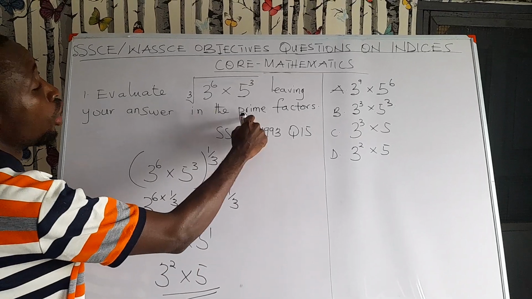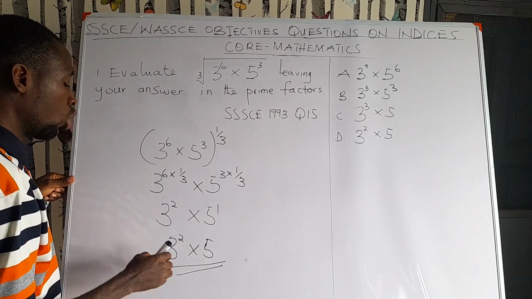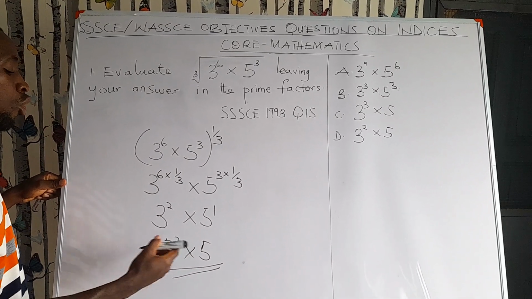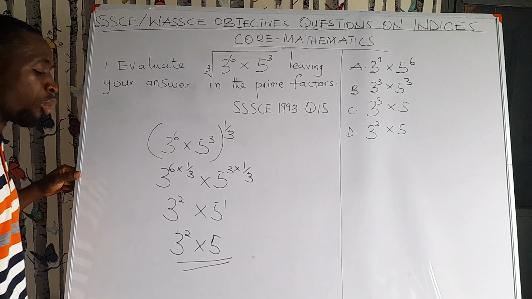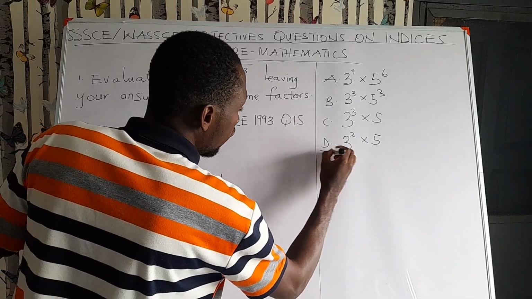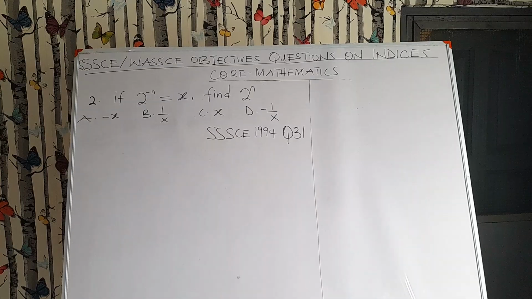Since the question says we should leave our answer in prime factors form, we'll leave it in prime factors form. That means we will not evaluate 3 exponent 2 as 9. So this becomes our answer. I hope you get it. So from the possible answers, D becomes the correct answer. I hope you get that.